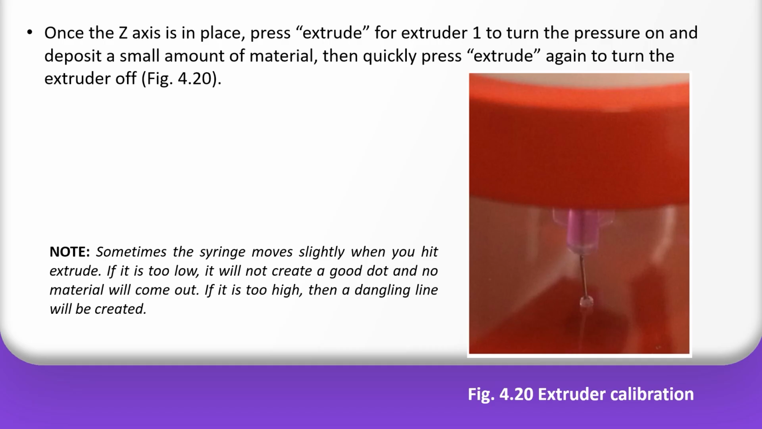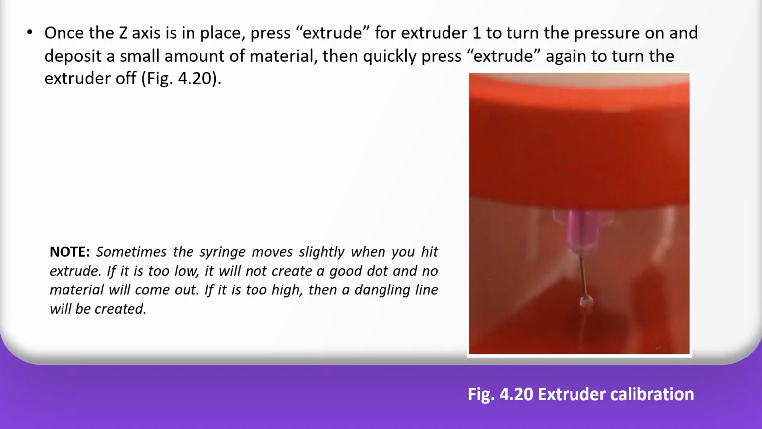There is one observation: sometimes this syringe moves slightly when you hit the extrude button. There is a very slight movement. If it is too low, then it will not create a good dot. Ultimately I need a good dot over here, so no material will come out. If it is too high, then a dangling line will be created. So I have to adjust it by trial and error.